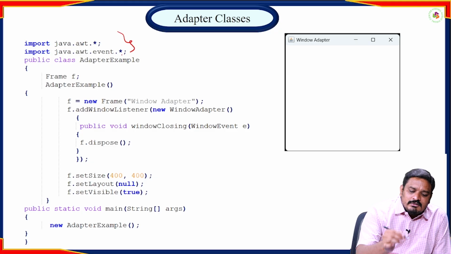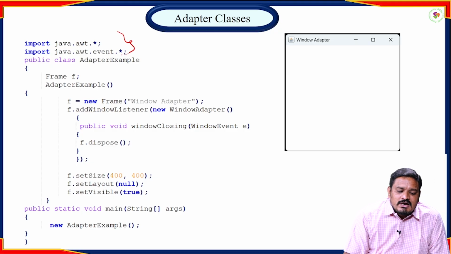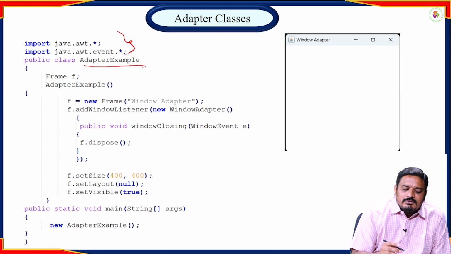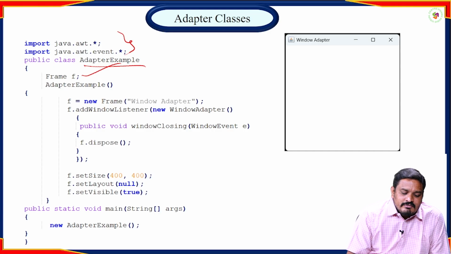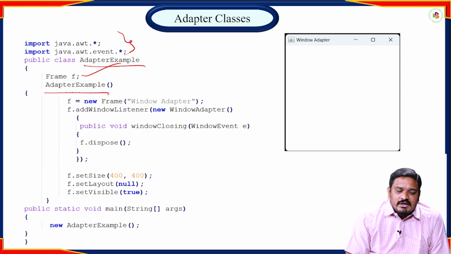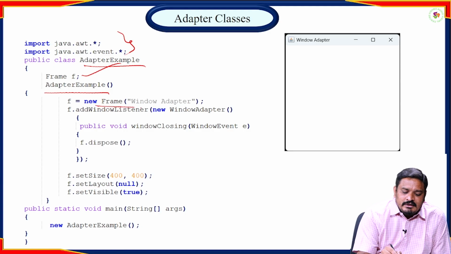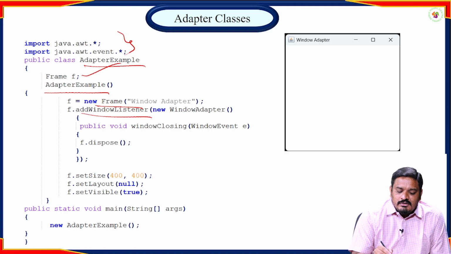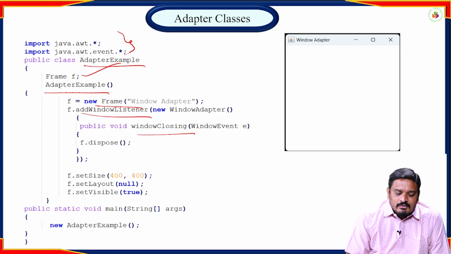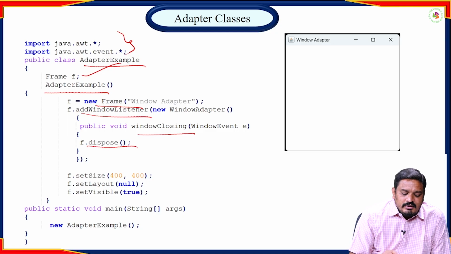See this one example of the adapter class. The adapter class example has the two packages java.awt and java.awt.event. This is the adapter class name. This class has a Frame variable, and AdapterExample is a constructor. Now we are creating the adapter frame. The WindowAdapter is there, and we can add any window listener. The window will be closing; whenever dispose is called, this method will be performed.